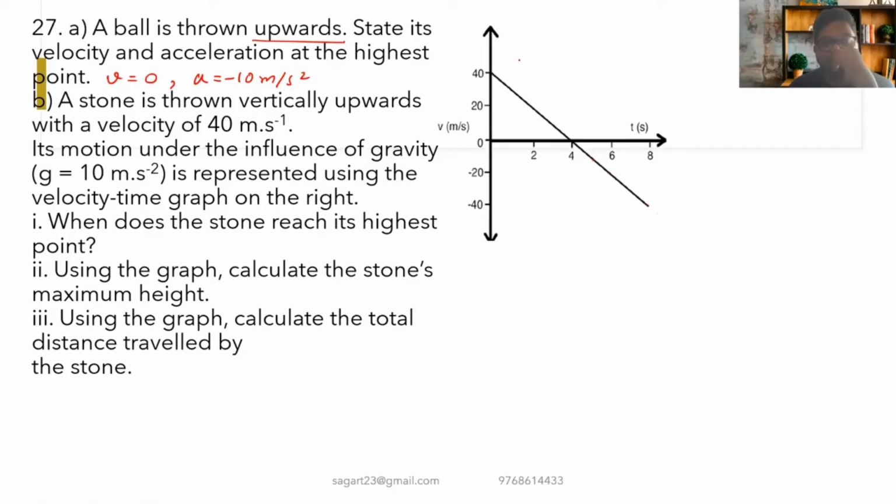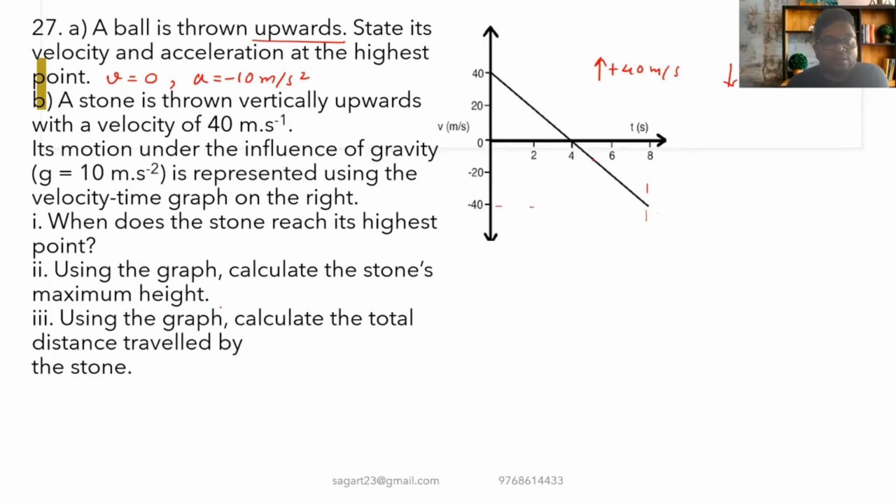So in this particular graph, they have taken going up as plus 40, and therefore when it comes down, it will be minus 40 meter per second, that is over here. And that will take again 4 seconds. 4 seconds to go up, 4 seconds to come down. Okay, so there is no calculation needed, since it is 10 meter per second square, that means every second the velocity is reducing by 10.